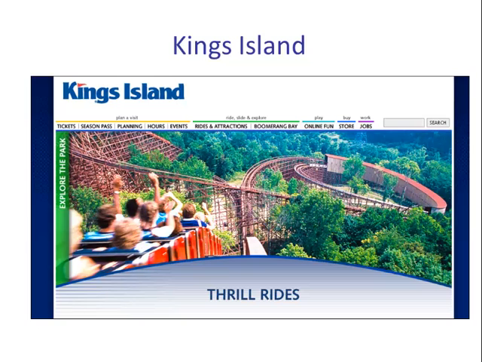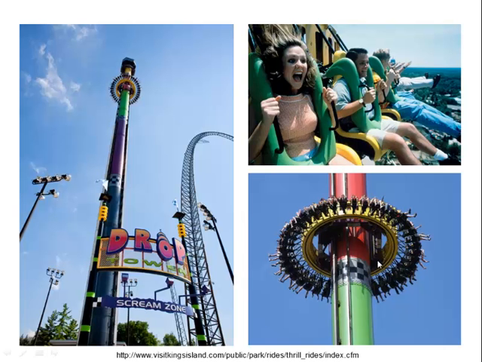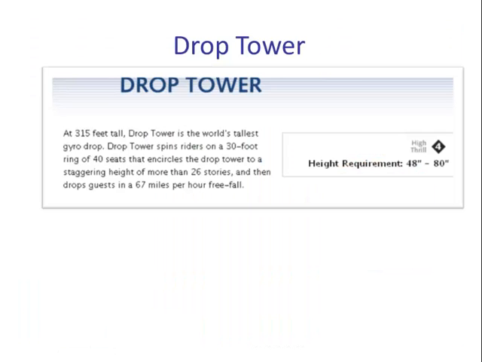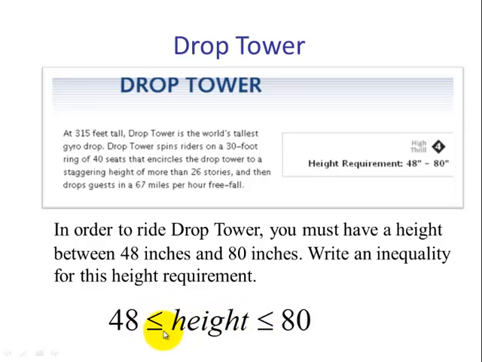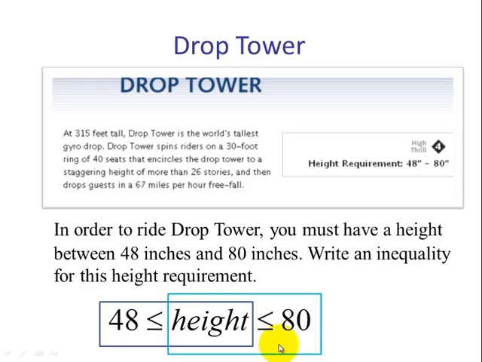Let's look at a real life example of a double inequality. So this is what a drop tower looks like, and from the Kings Island website we see that the height requirements are between 48 inches and 80 inches. Write an inequality for this height requirement. The height must be greater than or equal to 48 inches, but at the same time, the height has to be less than or equal to 80 inches.